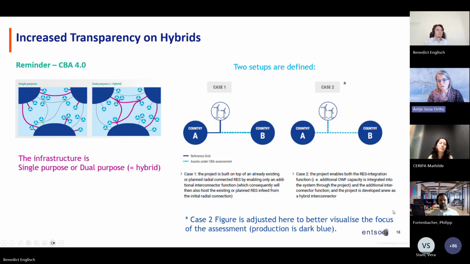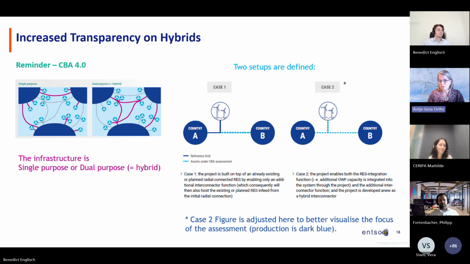So first, recall what is a hybrid project, and you know this from all the offshore position papers from ENTSO-E. You have seen these figures many times to the left. So we distinguish between infrastructure that can have single purpose, which in the left picture is either interconnection or connecting this offshore radially to shore, or it can have dual purpose, which is indicated in the left picture and to the right. So this means that the infrastructure that is built is both integrating renewables to the system and also connecting countries or market zones.